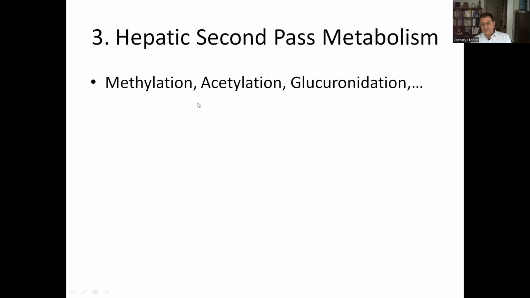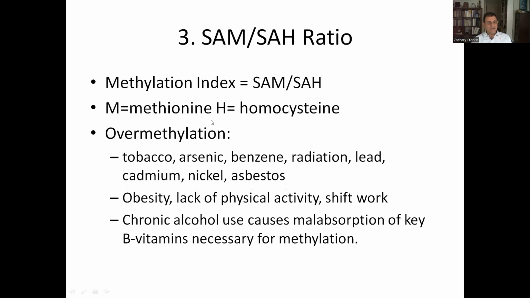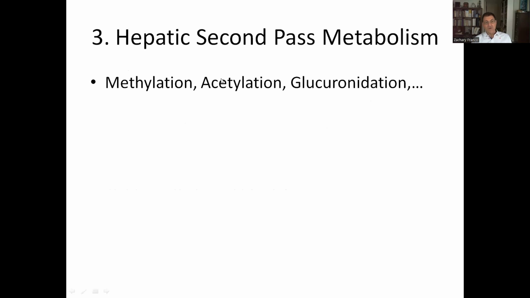And so a lot of things that go through your liver on a second pass will get changed, altered, and methylation is one of the things that can happen. So, for example, I think I pointed out arsenic gets methylated in the liver, and then there's going to be certain medications as well.